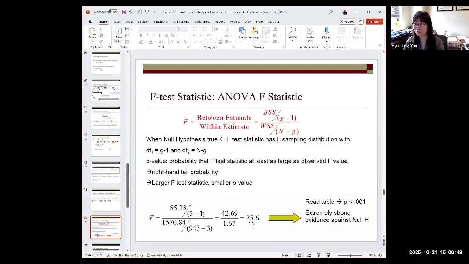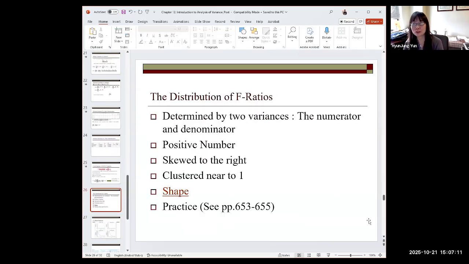If you plug in the values, we got an F value of 25.6. So is that a large value or a small value? We have the hypothesis, we've done the hypothesis test. Now let's make a decision whether it's statistically significant or not. So we need to know how to read the F distribution.